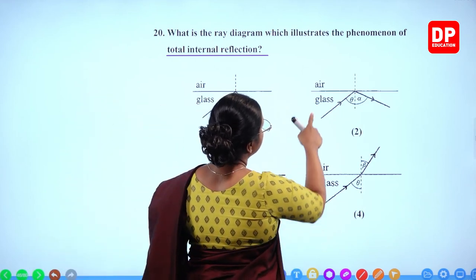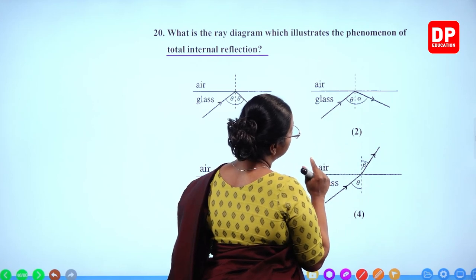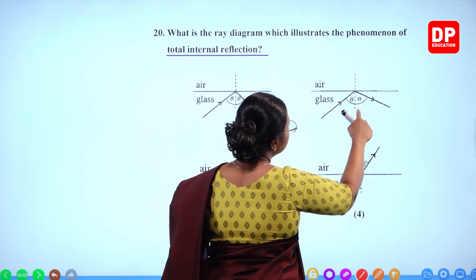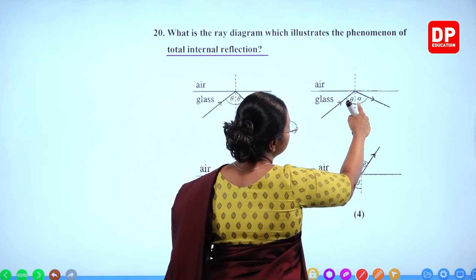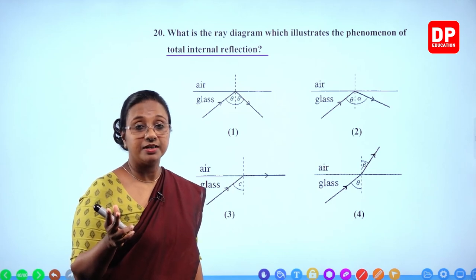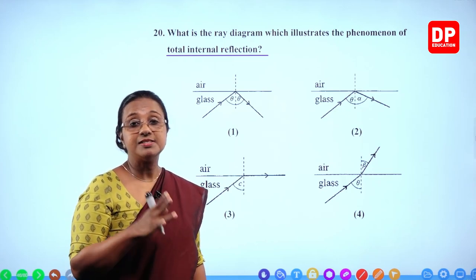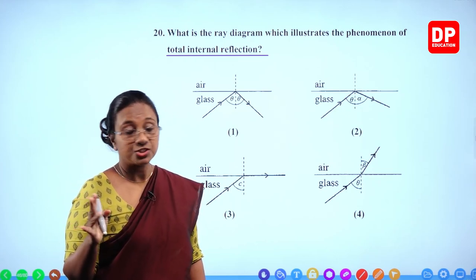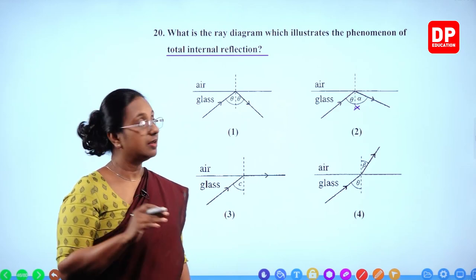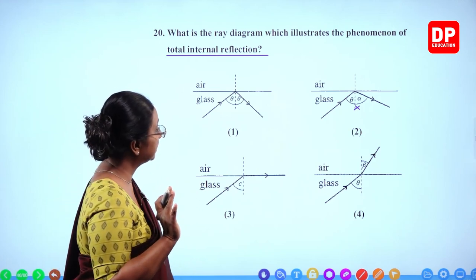Look at the second one. Here also glass is dense, air is rare, that is okay. Here they have shown reflection: incident ray, reflected ray. But what do you see here? This is theta, this is alpha. That means the two angles are not equal. They are different. Can that be? No. According to the laws of reflection, angle of incidence should be equal to angle of reflection. So since these are not equal, that is not correct. The diagram is not correct for total internal reflection.